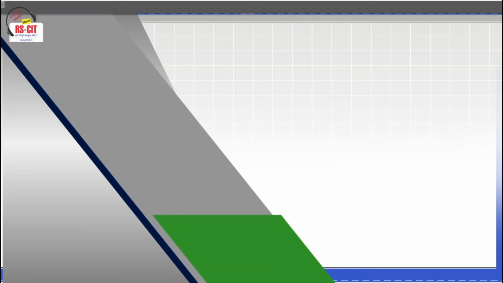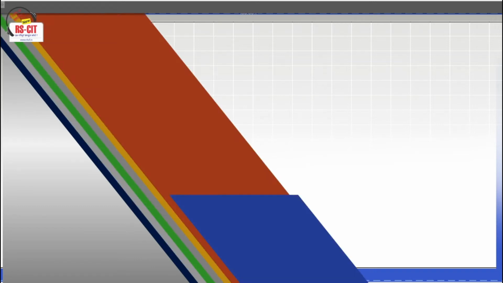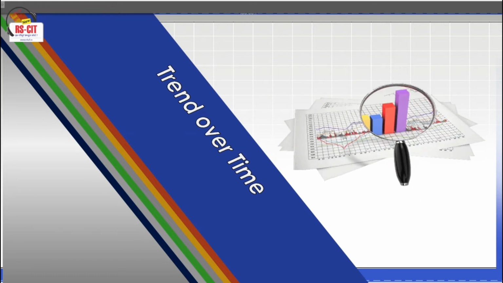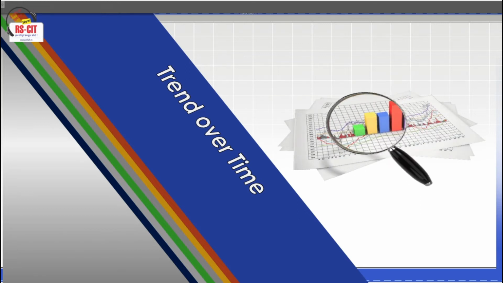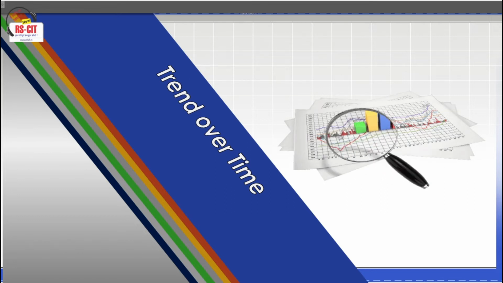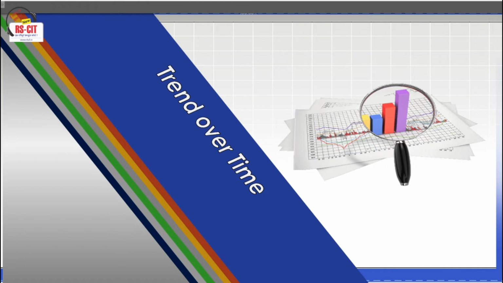Trend over time. For showing trends over time, for example, admissions in a course in the last 12 months or the price of a share during the last 6 months, charts that can be used are column charts and line charts.